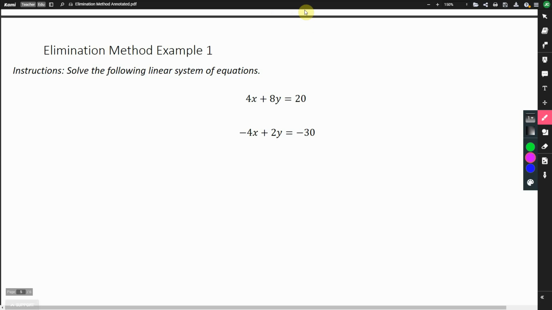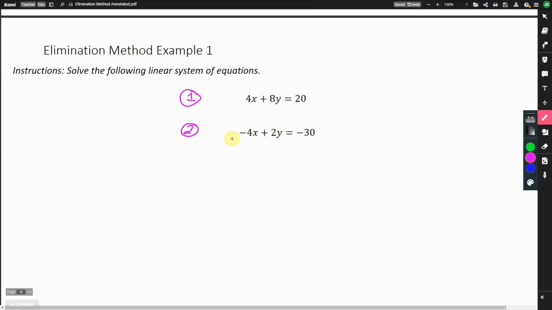Instructions. Solve the following linear system of equations. First equation, I'm going to number it. 4x plus 8y equals 20. Then the second one is negative 4x plus 2y equals negative 30.